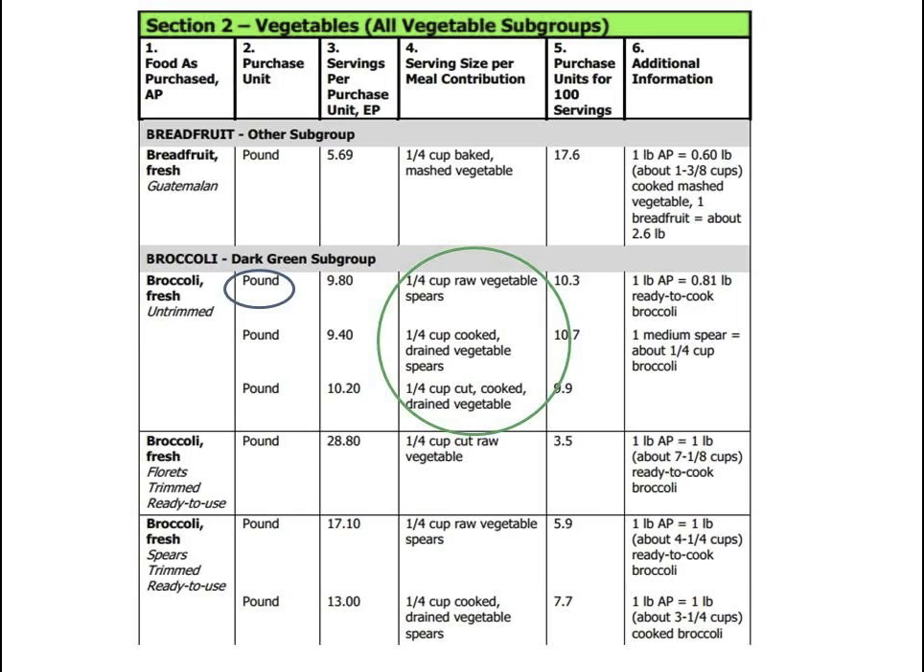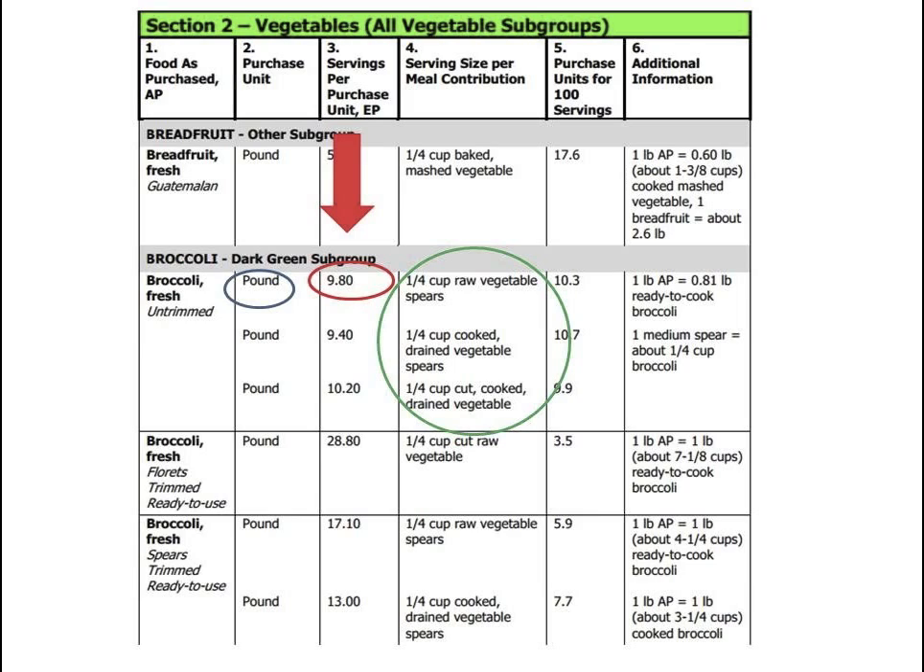The information in the green circle tells us the serving size, which is 1/4 of a cup, and how the product will be prepared. So let's say that we want to convert broccoli from pounds to a certain number of 1/4 cup servings of raw broccoli for our salad bar.